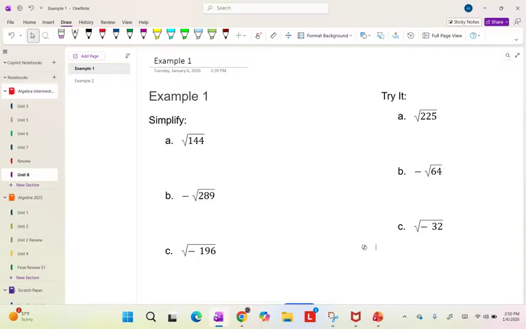All right, guys, in this video, we're going to be taking some square roots of numbers. This is really just to get you familiar with your calculator. And so we'll start off with 3 square roots. We're going to start off with the square root of 144.